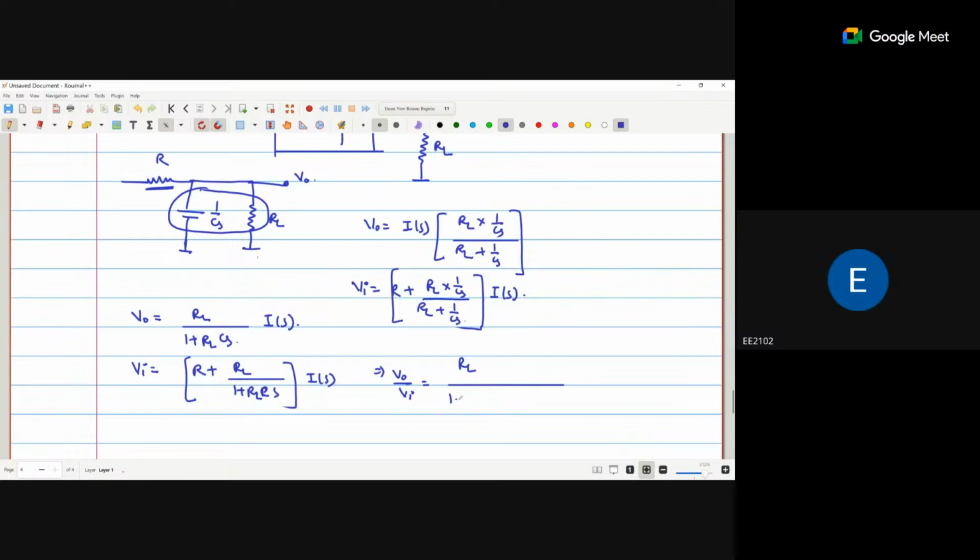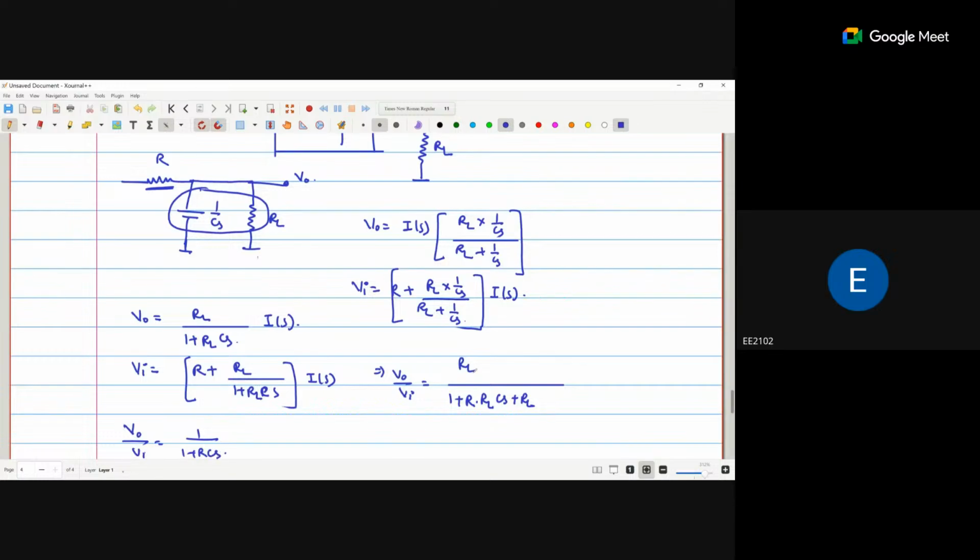RL upon 1 plus RLCS plus RL. The denominator terms both cancel out, and the current IS also cancels out. Now if you go with the previous circuit, what was the transfer function? V naught upon VI is 1 upon 1 plus RCS.